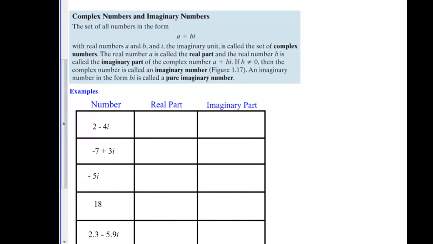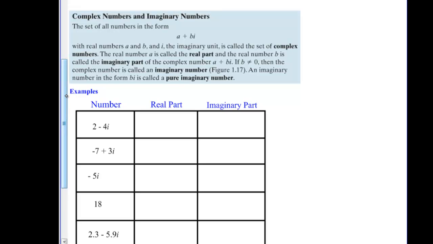Okay, so complex numbers and imaginary numbers. The set of all numbers in the form a plus bi, where a and b are real numbers, is your complex number. So a number that's part real, part imaginary is called a complex number. We put the real part first, the part without the i, and the part with the i comes second. Also, it says that b can't be 0, because if b is 0, then there's no i. 0 times i is 0, so we're just left with a real number, which isn't what we're really concerned about right now.